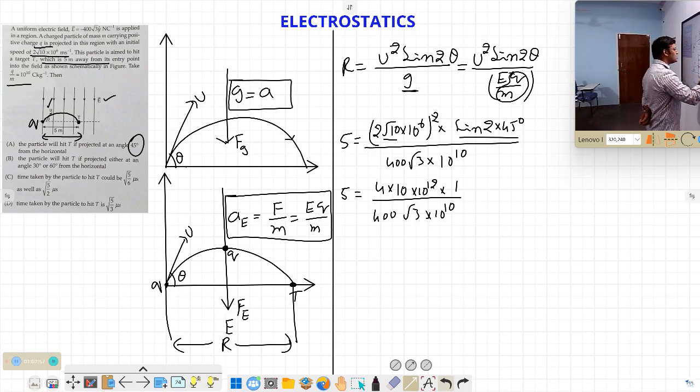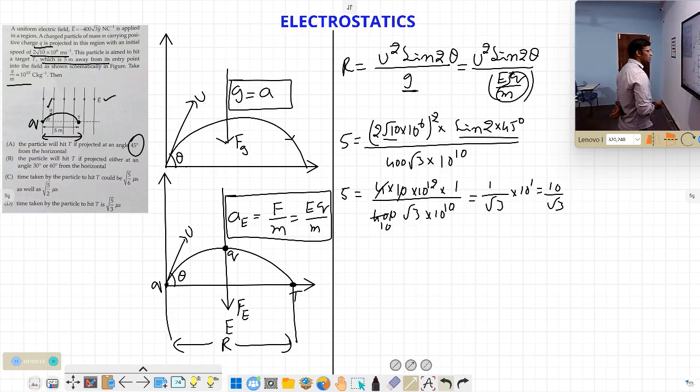Here I can cancel 4 by 10 times. So you are going to get 1 by root 3 into 10 power 11. That means we are going to get 10 power 1 here, that is 10 by root 3. So for the first option, 10 by root 3 is not equal to 5. So the first option is not correct.